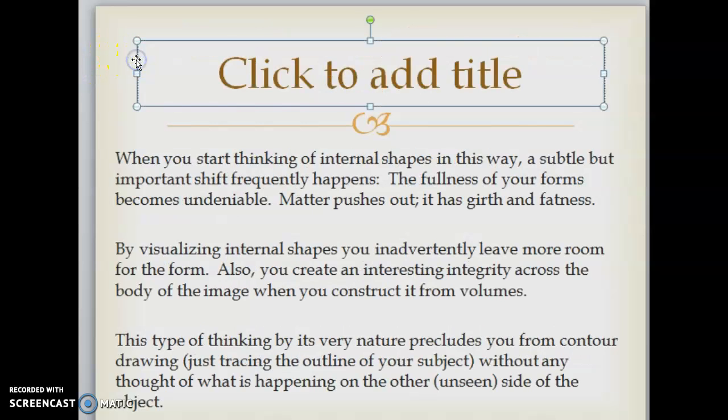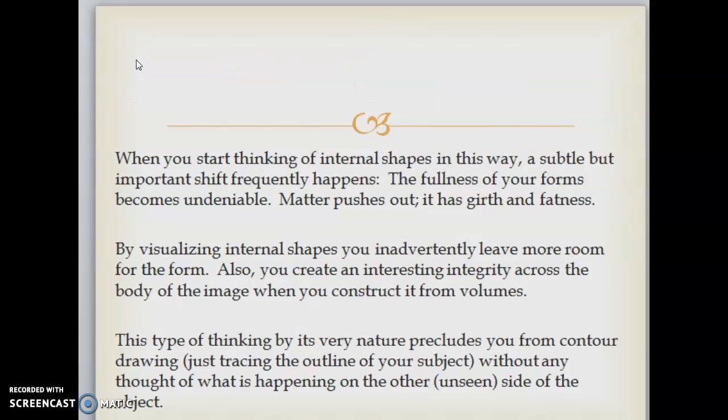When you start thinking of internal shapes in this way, a subtle but important shift frequently happens. The fullness of your forms becomes undeniable. Matter pushes out, it has girth and fatness. By visualizing internal shapes, you inadvertently leave more room for the form. Also, you create an interesting integrity across the body of the image when you construct it from volumes.